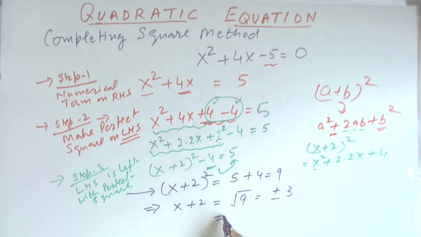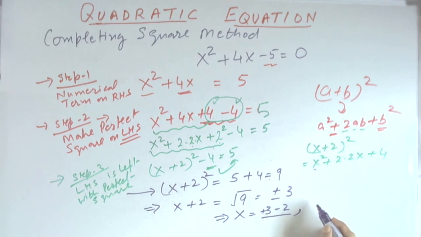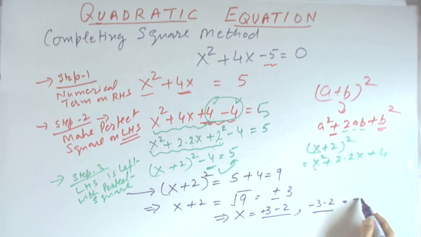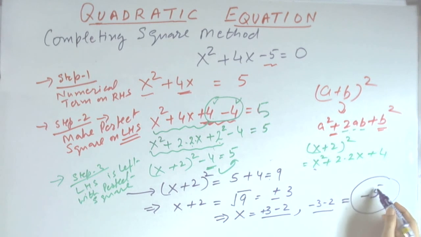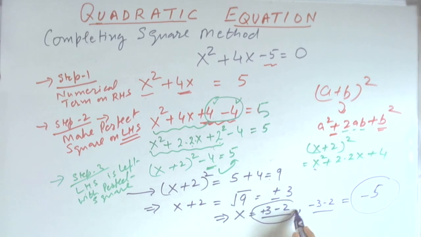And then what do we get? x is equal to 3 minus 2, or x is equal to minus 3 minus 2. So this will become minus 5, and this will become plus 1. So we will get the two answers, plus 1 and minus 5.